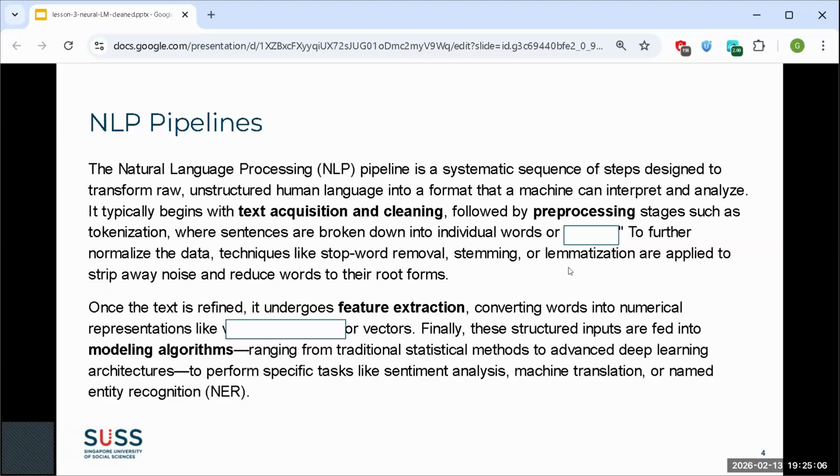into individual words, or this word should have haunted you quite a bit over the past few weeks, which is tokens, right? Because tokens doesn't have to be words. It can be like half of the word. The single character is also a token. So these are tokens. And then to further normalize these other definitions, you roughly saw from the video lah. Okay, so once the text is refined, it undergoes feature extraction, converting words into numerical representations like vectors. Okay, like word embeddings or vectors lah.